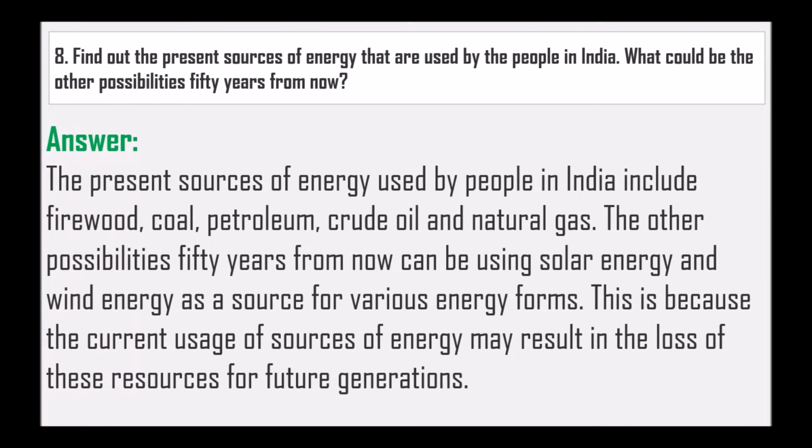Next, find out the present sources of energy that are used by the people in India. What could be the other possibilities 50 years from now? The present sources of energy used by people in India include firewood, coal, petroleum, crude oil, and natural gas. The other possibilities 50 years from now can be using solar energy and wind energy as a source for various energy forms. This is because the current uses of sources of energy may result in the loss of these resources for future generations.